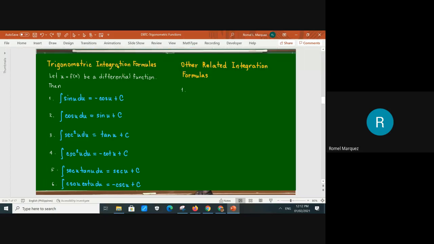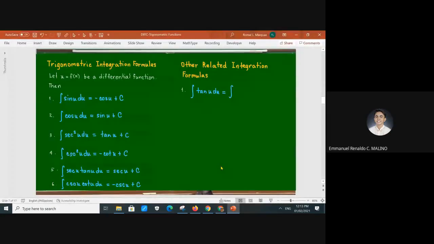Let's say you're given the integral of tangent u. So this is the one that is missing in the six, no? Although this is a basic trigonometric function, its integral is not directly trigonometric, no? So you have to express that in terms of what? Any suggestion, guys? How do we express tangent in another form involving sine and cosine?